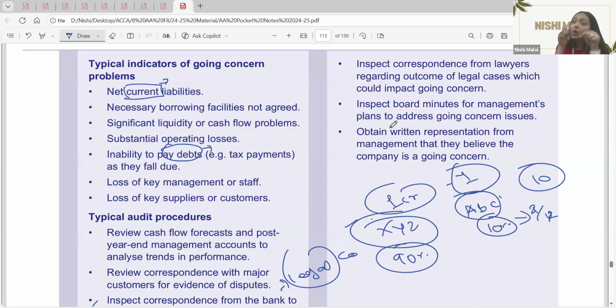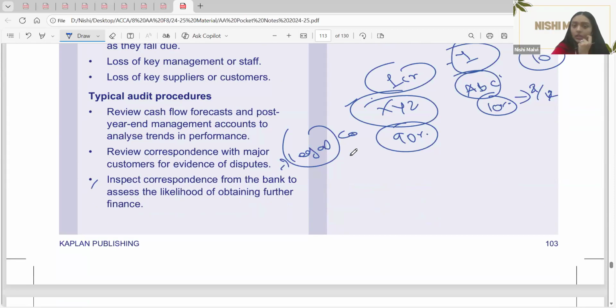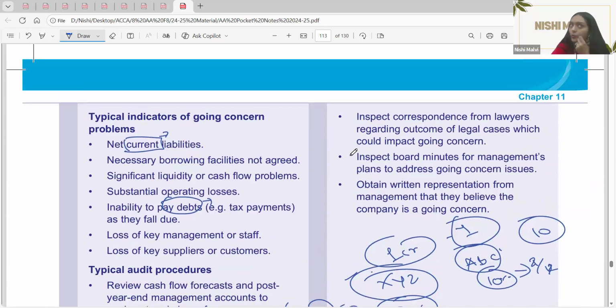But you cannot write that down now. That's a significant issue, a matter of concern. So in the audit report, you will state that in the matter of concern paragraph. The going concern issue is not happening now, but you will bring it up as a concern, a significant issue that shareholders need to focus on.